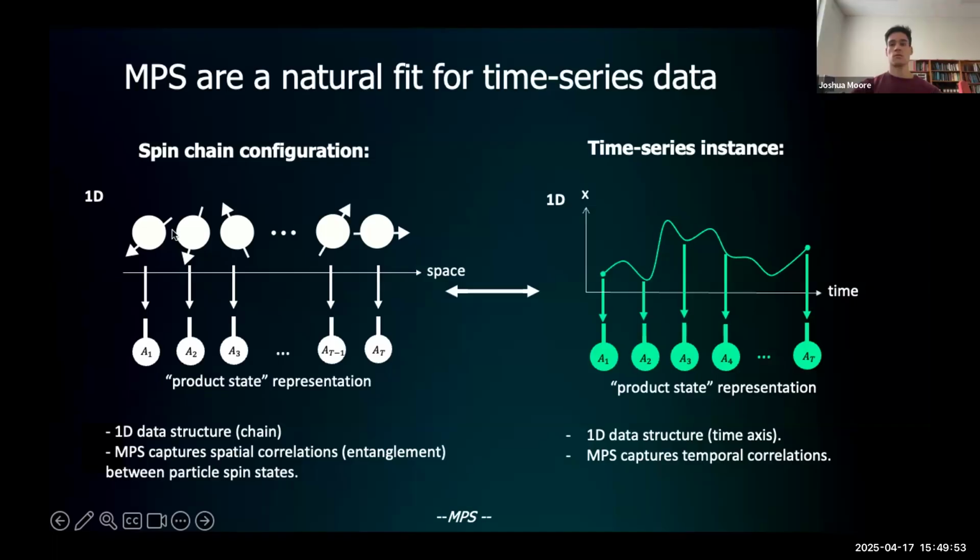So, on the left, we have particles that are arranged in space. Our MPS would capture the spatial correlations. You can think about the entanglement between the particles. So that would be the quantum side of things. And then in the time series analysis, we have a 1D data structure as well. We have measurements ordered sequentially in time. And the idea is that the MPS will capture, instead of spatial correlations, temporal correlations.